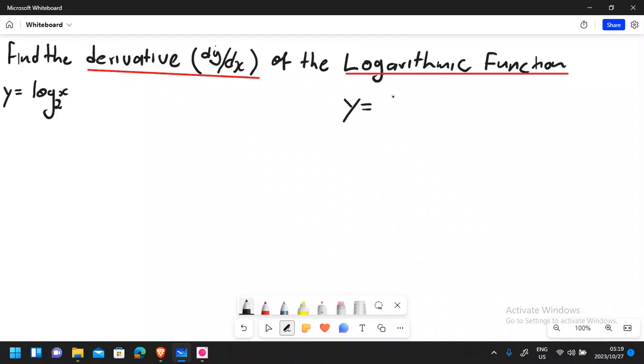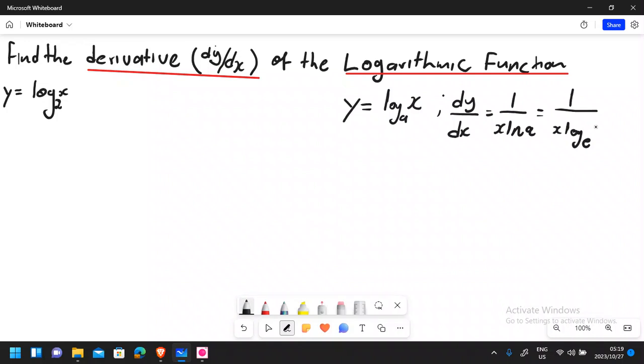If you have your y, so remember, when we have log base a of x, the dy/dx is going to be 1 over x natural log a, and then you can continue and say it's also 1 over x log base e of a. All right, this is what you can use.